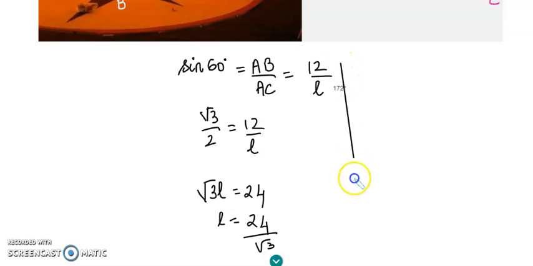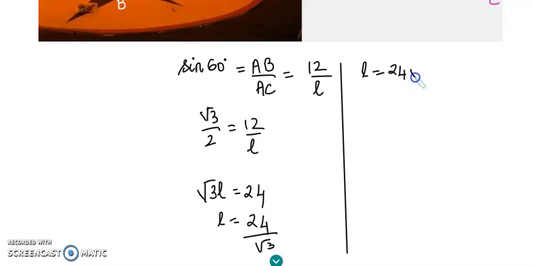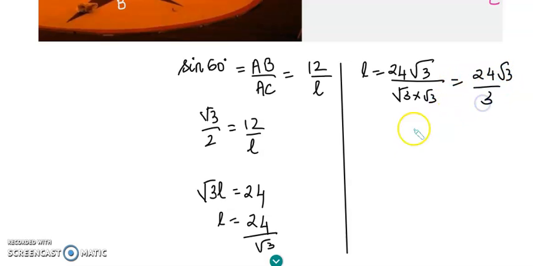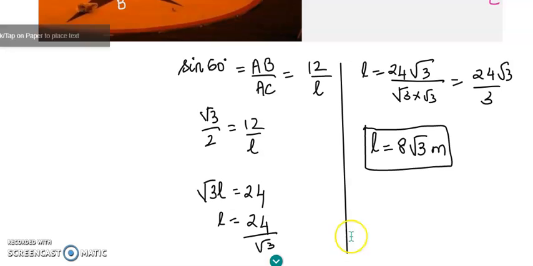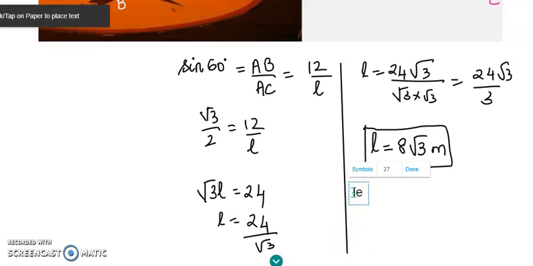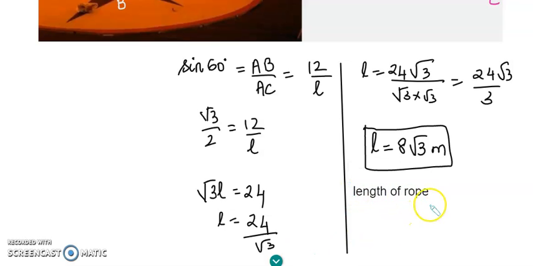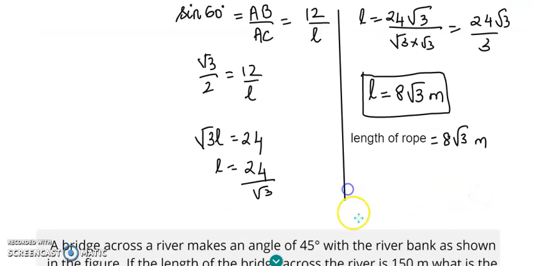But then the problem is we need to do a rationalizing because we have a root 3. So L equals to 24 root 3 divided by root 3 times 3, that is 24 root 3 divided by 3. So L equals to 8 root 3 meters, and that is the length of the rope, right? That we were supposed to find. Clear? Let's take the next one.